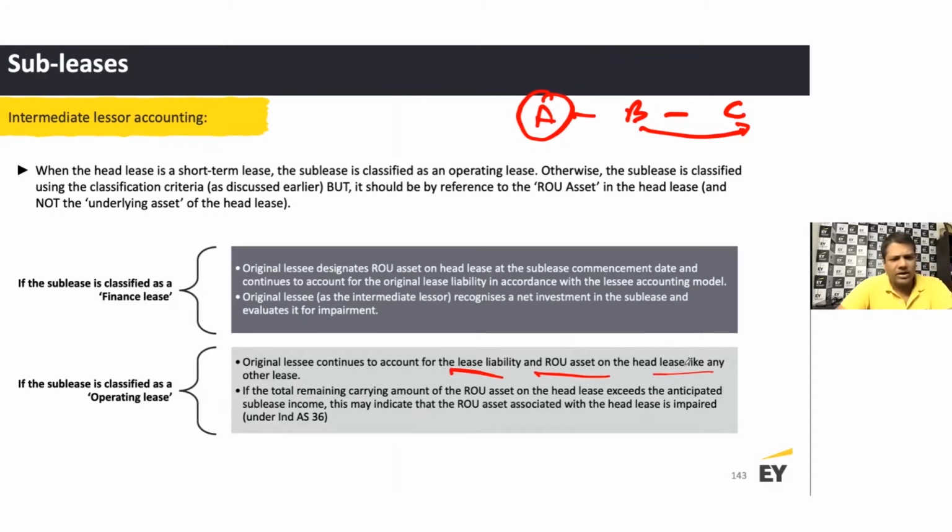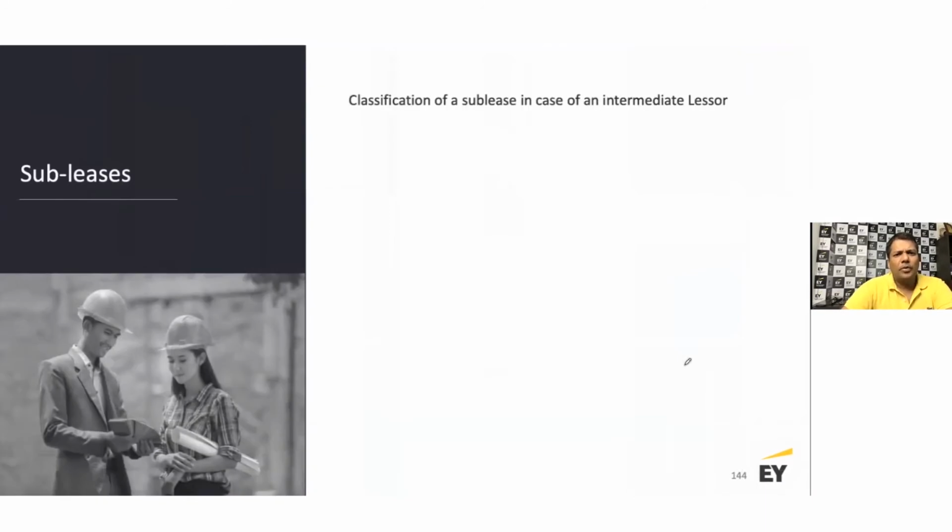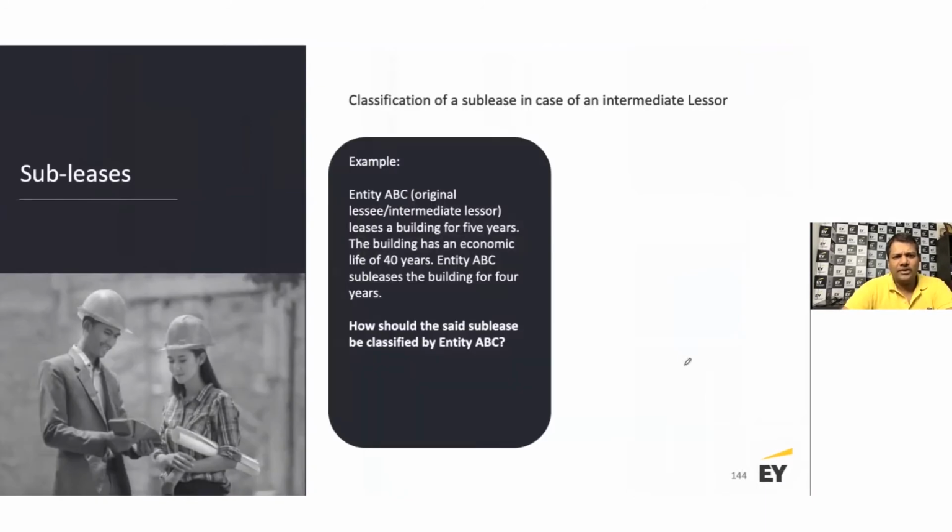If the total carrying amount of the ROU asset on the head lease exceeds the anticipated sublease income, this is like an asset impairment. Depending upon the contractual arrangement, for what period you have leased out, what is the economic benefit you can generate for the remaining period? So you'll have to evaluate an impairment as a criteria. Moving forward, let's try to understand this with the help of an example.